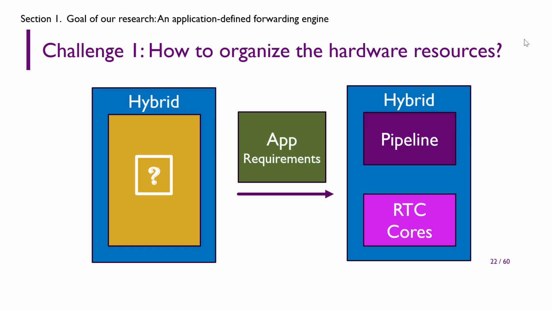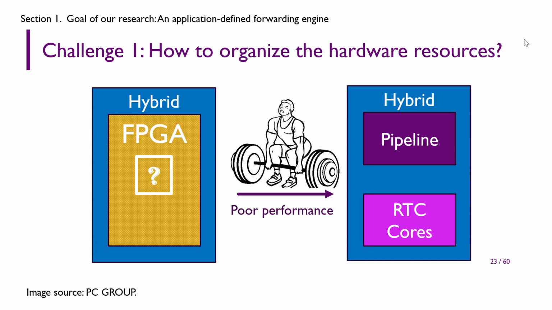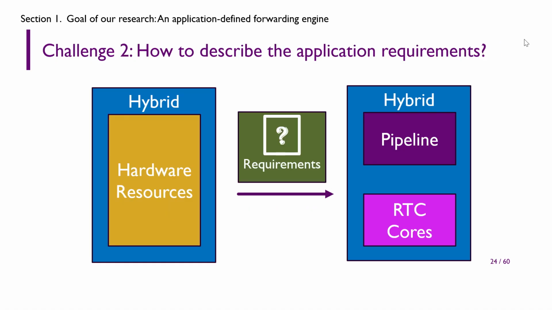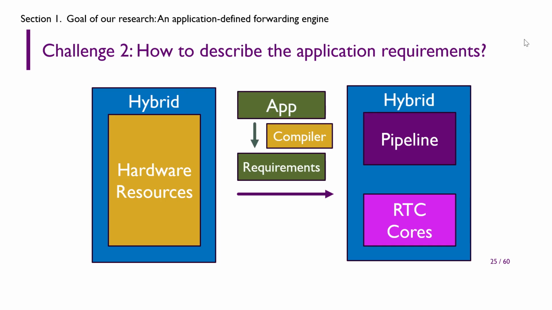The challenge is twofold. First, how to organize the hardware resources. A well-known reconfigurable hardware is FPGA, but its poor performance is unacceptable in high-speed forwarding. We have to work on programmable ASICs instead. Another problem is that it is difficult for users to know exactly what their application requires. There must be a compiler here that can determine how many pipeline stages or RTC cores are required for the application.